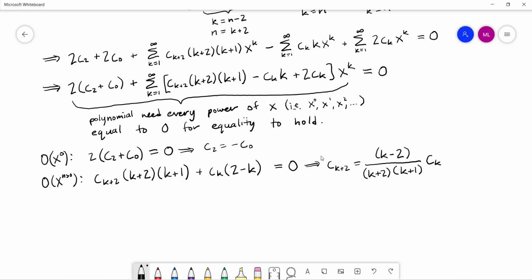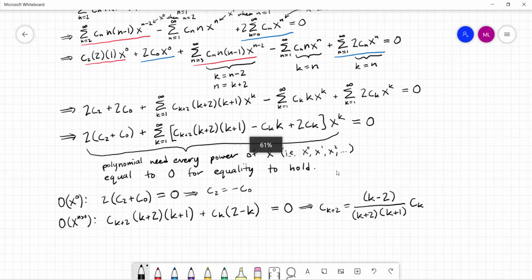But I can also start with C1. What if I let k be equal to 1? When k is equal to 1, k plus 2 will be equal to 3. So if I start with C1, I can get C3. Once I have C3, I can get C5. Once I have C5, I can get C7. So I'm going to have one recursion relationship that generates all the even numbers and one that generates the odds, two separate things. One's going to be in terms of C0, one's going to be in terms of C1. Those two separate pieces are going to make up my two linearly independent solutions that I'm looking for.